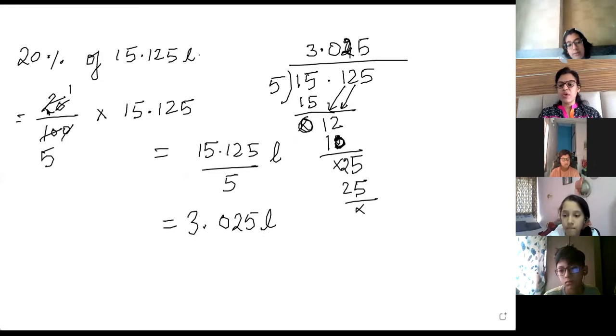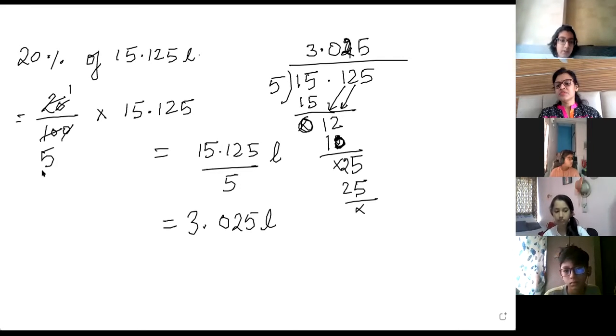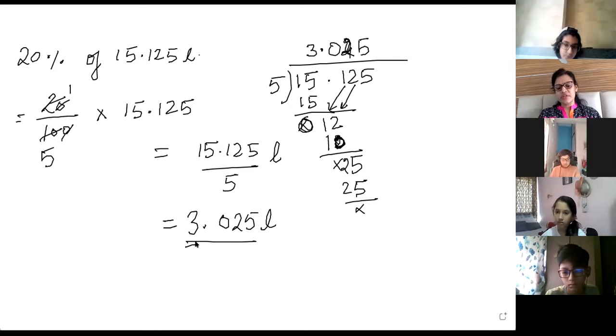So you did this way only, na? The way which I did. You did this way only. 2 ones are 2, 2 fives are 10, and then you divided 15.125 by... No, ma'am, I didn't do like that. I did something else, ma'am. You got the same answer, na? Yes, ma'am. Then it is correct. If you're getting this answer, that means it is correct.